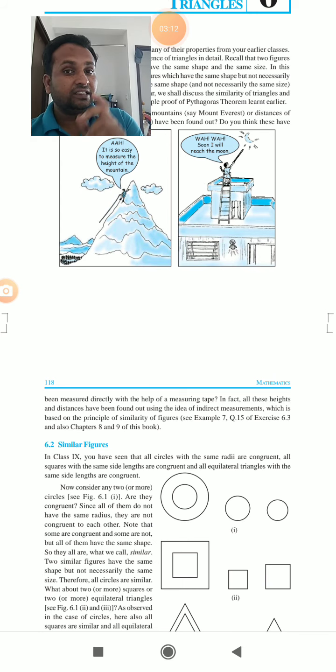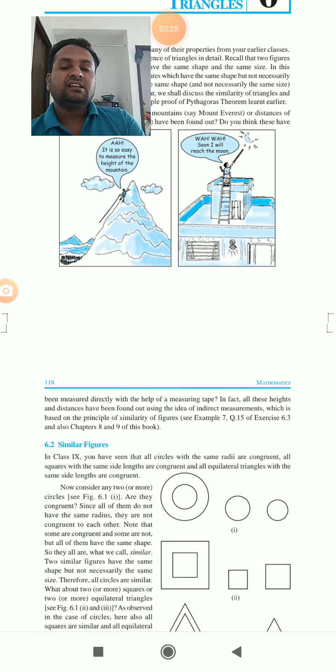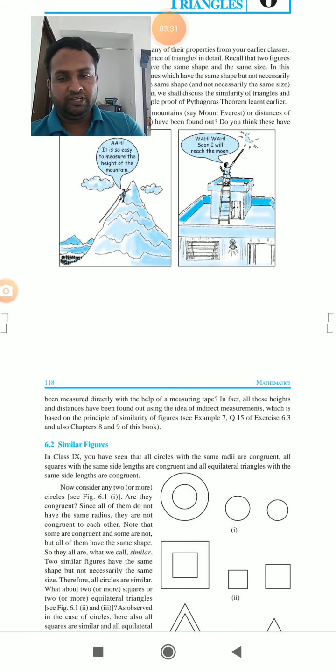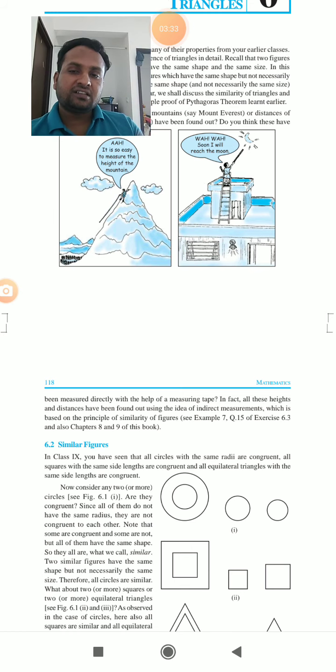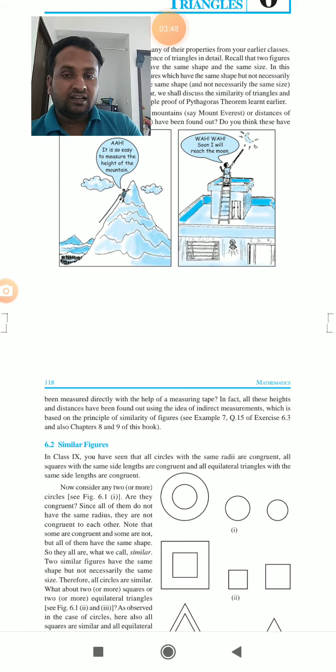See the difference: in congruent figures, both figures have the same shape and same size, but in similar figures, they have the same shape but need not have the same size. Such figures are called similar. For example, all circles are similar. All squares are similar because each angle of a square is 90 degrees. All equilateral triangles are similar, but we cannot say that all equilateral triangles are congruent. Clear, children?